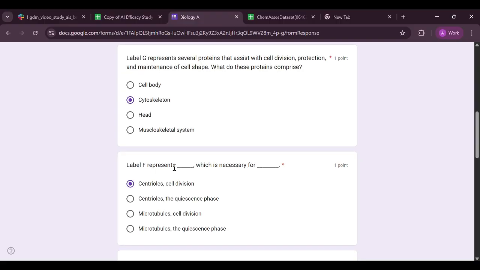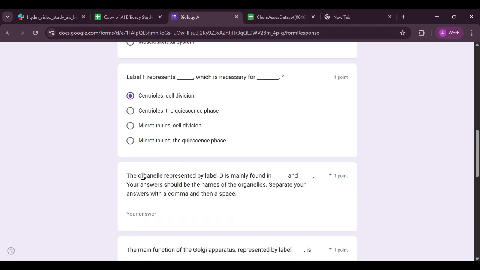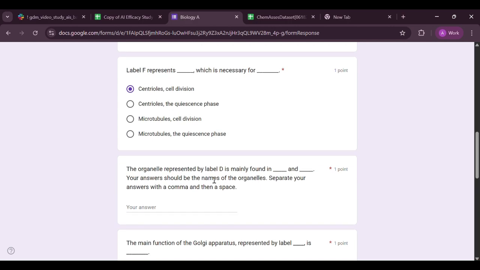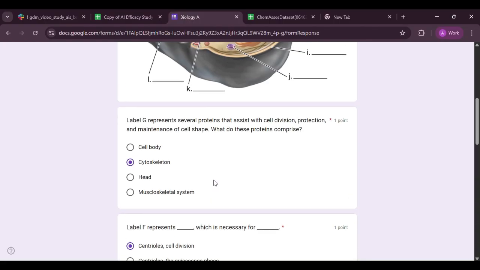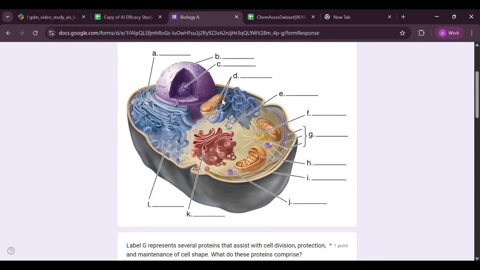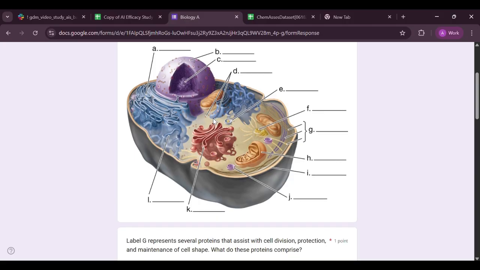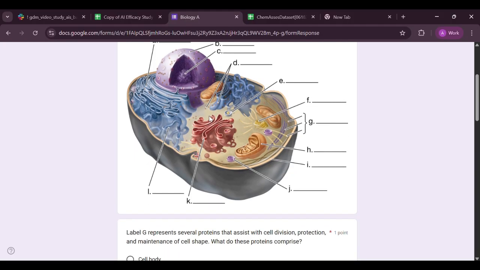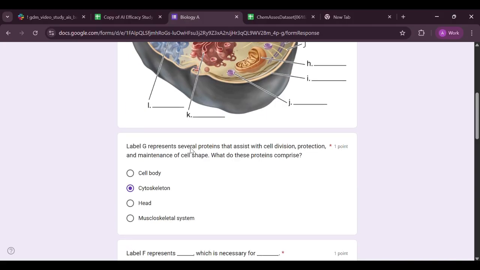Moving ahead, the organelle represented by label D is mainly found in, and it specifies that our answer should be the names of the organelles. Separate your answer by a comma and then a space. So what is label D? Label D is somewhere here. We can see that it is nothing else but a ribosome, as this dot-like structure is ribosome.